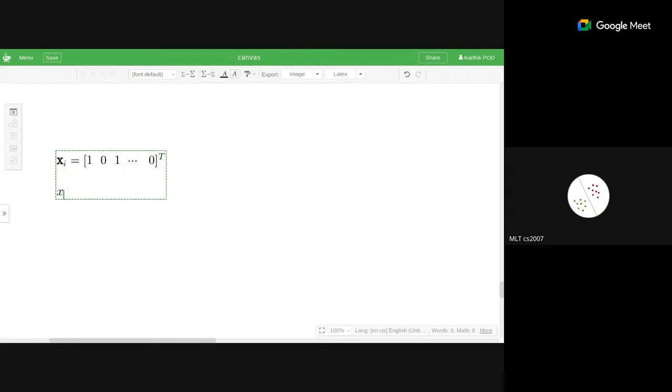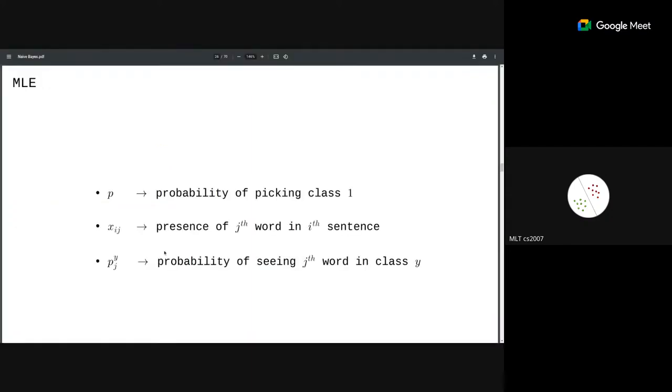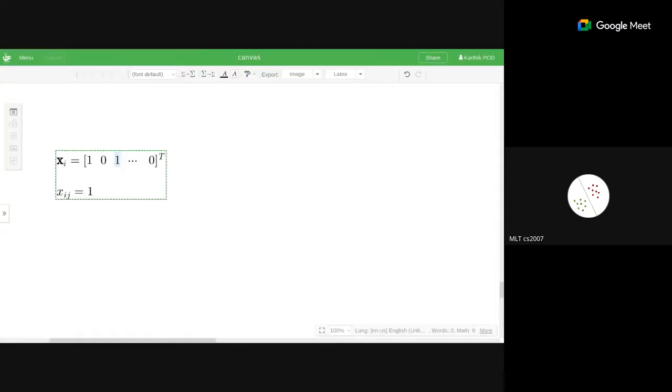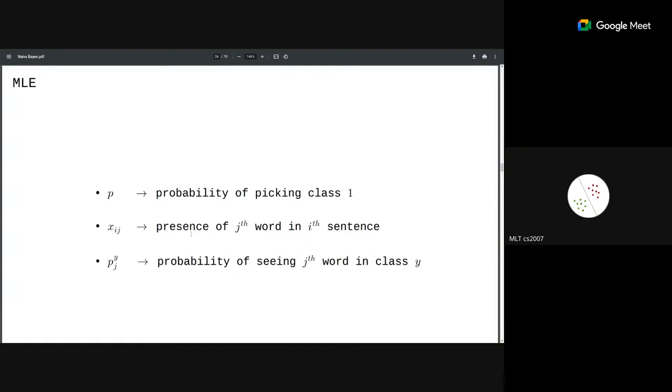Now, when I say xij, what I mean is a particular value in this feature vector. So it could be 0 or it could be 1. Do you all get the distinction between xi and xij? Xij is one particular element in this vector. So when I say xij equal to 1, it means that the jth word is present in the ith sentence.